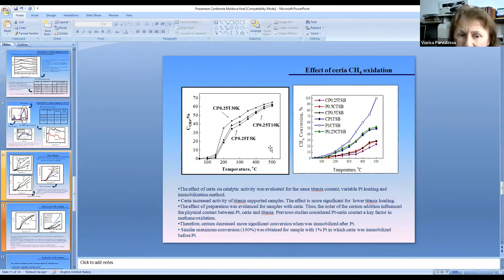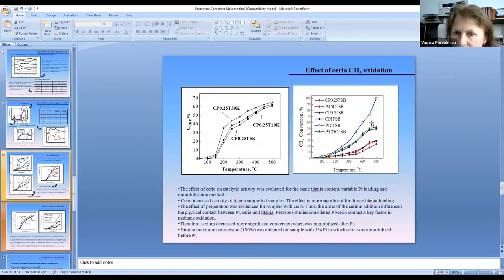The effect of ceria on catalytic activity was evaluated for the same titania content, variable titania content, and variable concentration of platinum. Ceria increased the activity of titania supported samples. The effect is more significant for lower titania loading. In the case of samples supported on SBA 15, we can see an insignificant effect of ceria on platinum supported samples with 1%.